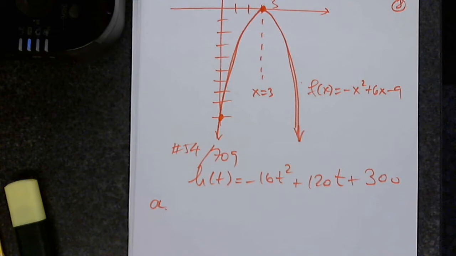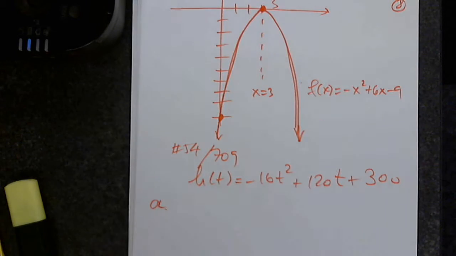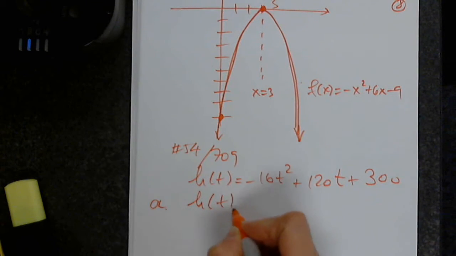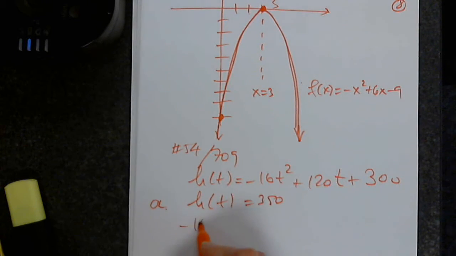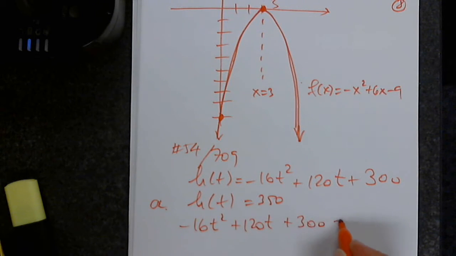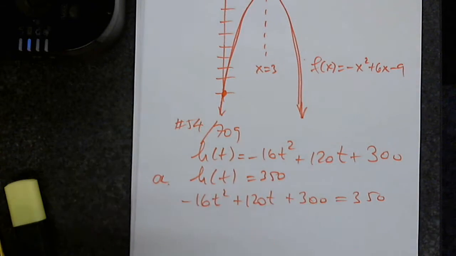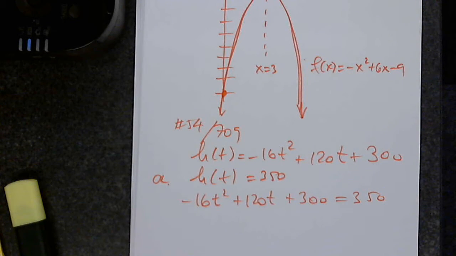What do I have to write? h of t equals 350, so negative 16t squared plus 120t plus 300 equals 350. Let's solve this equation. Move terms around, whatever you need, simplify as much as you can, and directly go to the quadratic formula.